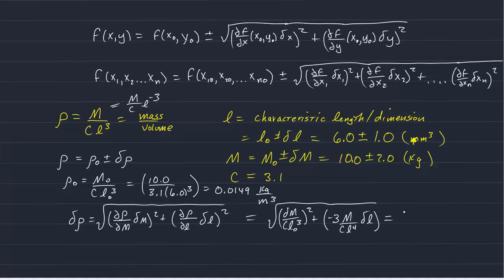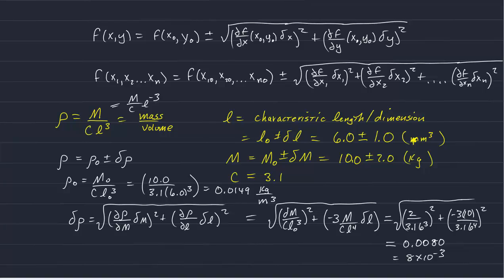And when I plug in my numbers to that, I guess I'll just go ahead and do that. I get 2 over 3.1 times 6 cubed plus minus 3 times 10 over 3.1 times 6 to the 4th squared. And when I evaluate that, I get 0.0080, or 8 times 10 to the minus 3 power.